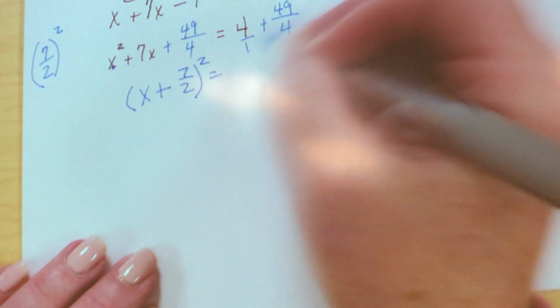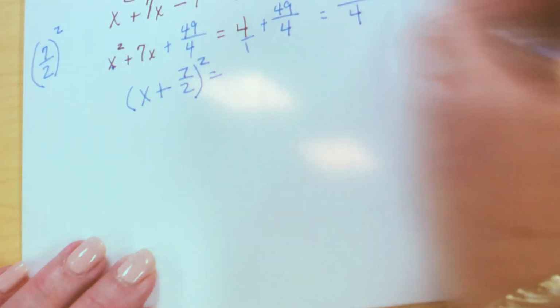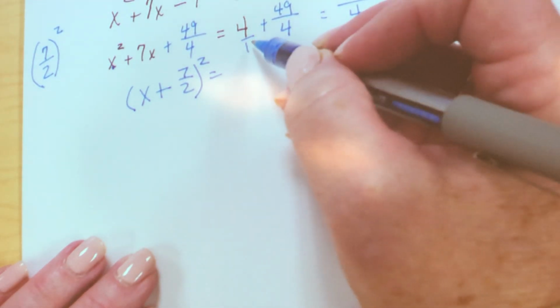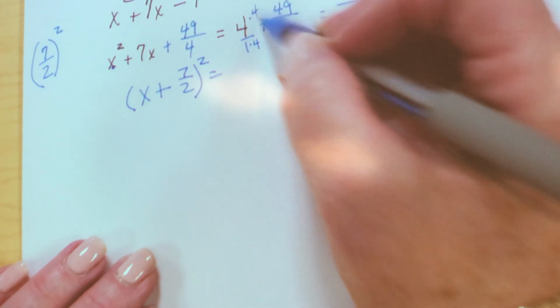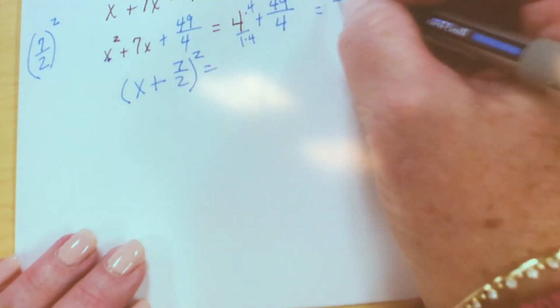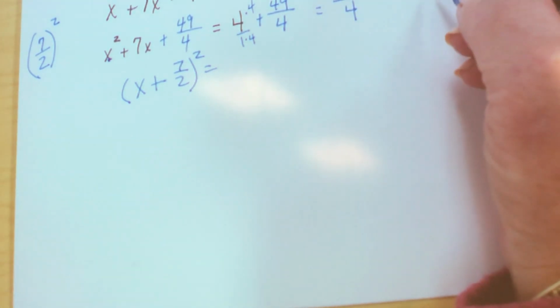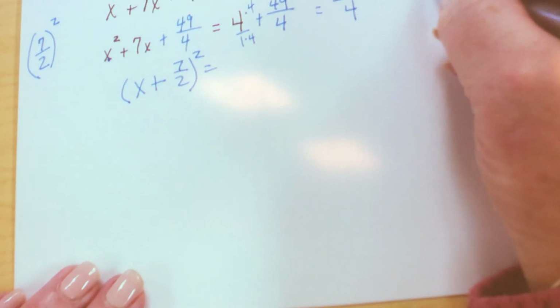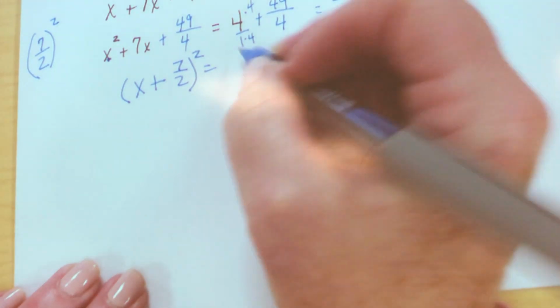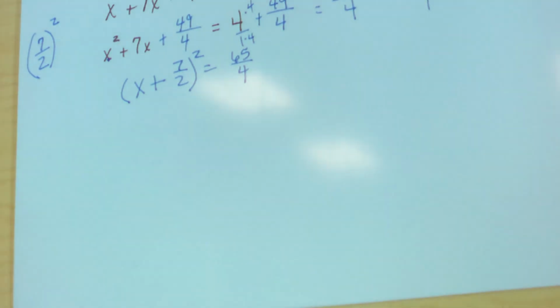Got to have a common denominator between 1 and 4. What's it going to be? 4. So this, you multiply by 4, so you multiply the top by 4. Are you with me? What's 4 times 4? 16. What's 16 plus 49? 65? So, 65/4. Now, here's the magic, people.